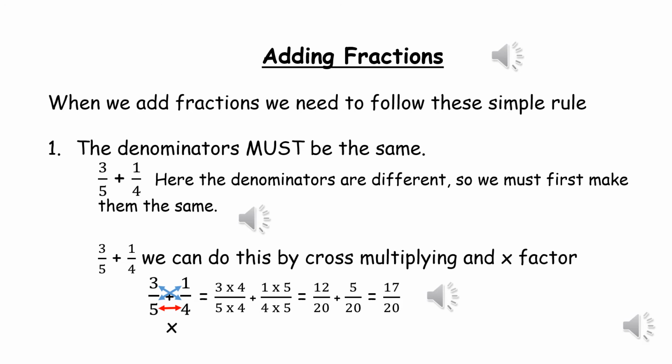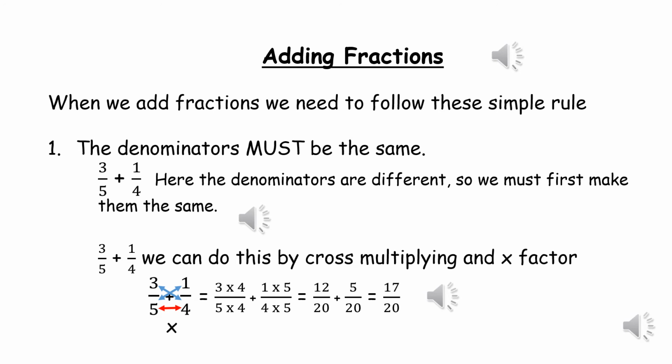So 3/5 plus 1/4. We can do this by cross multiplying, and this is what happens. If you notice the blue, I have got here 5 multiplied by 1. Look at the X. And then I've got the 3 multiplied by the 4. So if you move across, you can see what happens. So 3 times 4 and 5 times 4 will give me my new fraction.